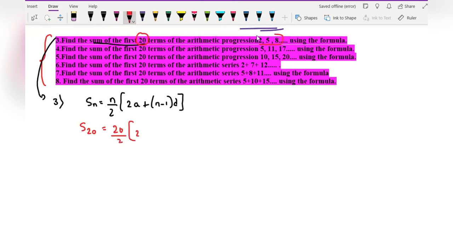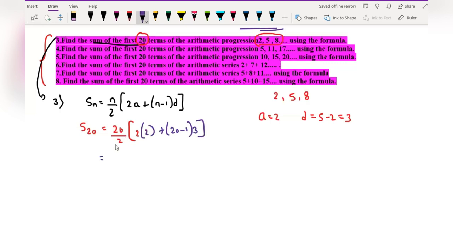What is our a? Here they gave the arithmetic progression 2, 5, 8. So the a value is 2 and the d value will be 5 minus 2, which gives us 3. Substitute in our formula. The a value we got is 2, so 2 times 2 plus n is 20 minus 1, d value is 3. So 20 by 2, we can cancel, 2 ones are 2, 2 tens are 20, so 10 we're going to write down, of 4 plus 19 times 3. So 10 of 4 plus 19 times 3 will give the value of how much?